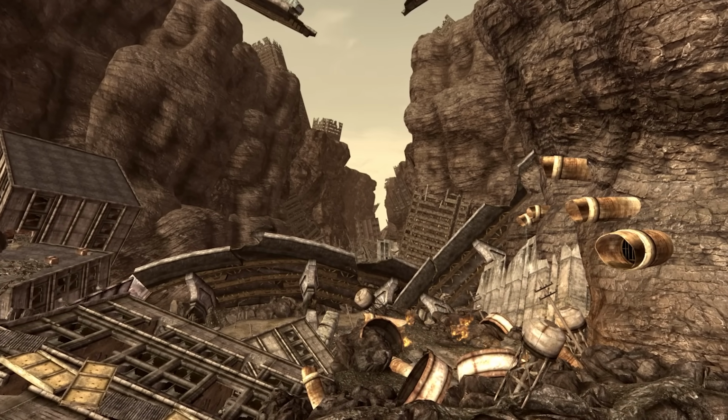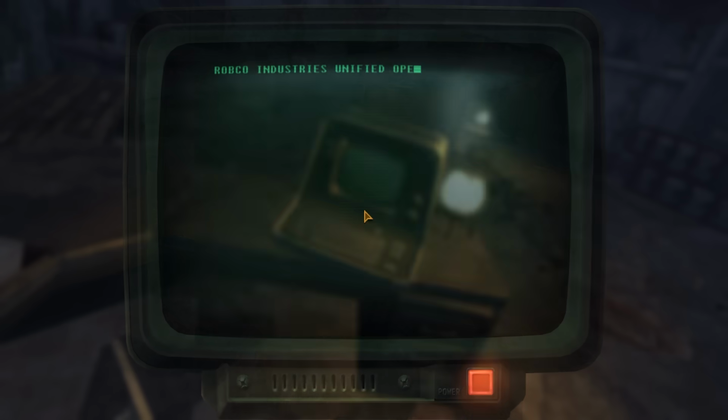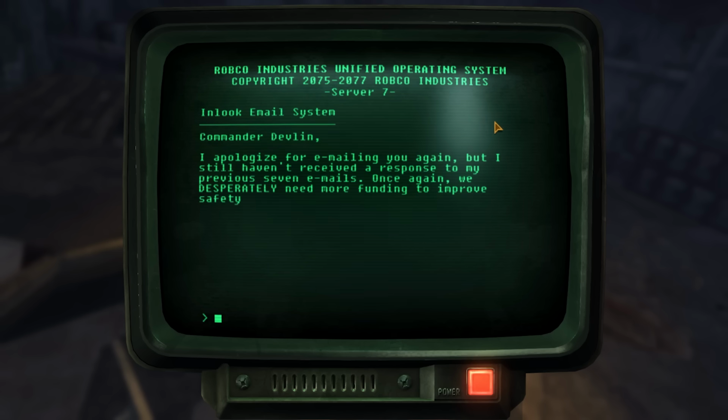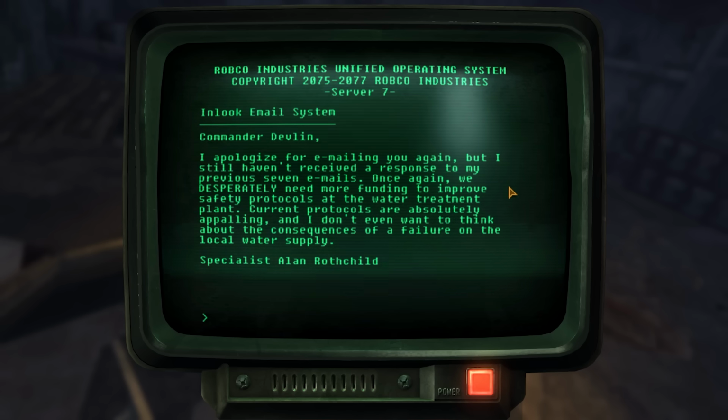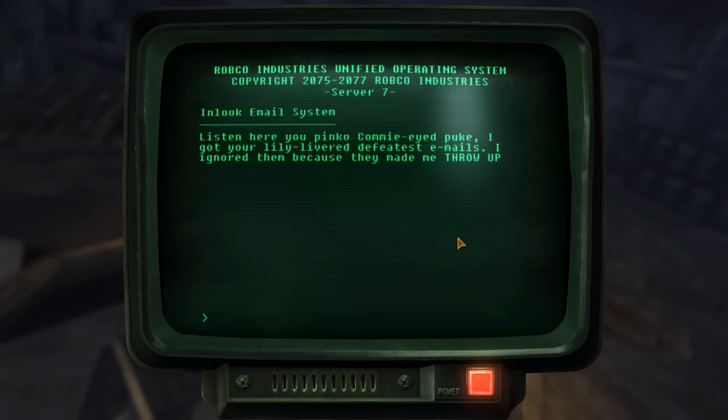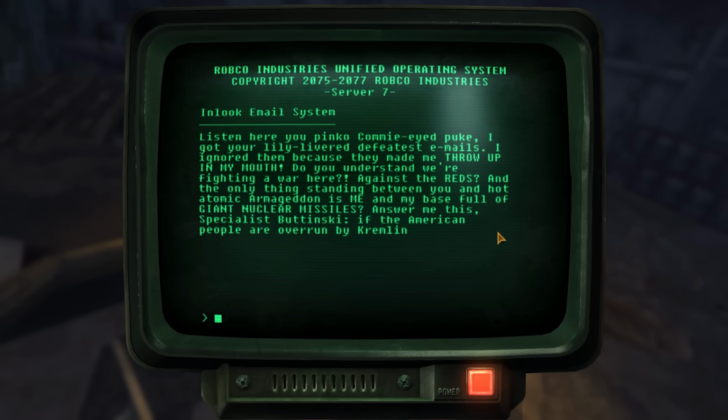had a military network. The primary evidence for this consists of only a couple messages between a specialist who worked at the wastewater treatment plant and Commander Devlin, who was an officer at the Hopeville missile base. While the substance of their correspondence doesn't really have much bearing on what we're looking at here, it is rather funny since the commander calls Specialist Rothschild a pink commie-eyed puke for asking for more resources to ensure everyone at the base would have clean drinking water.